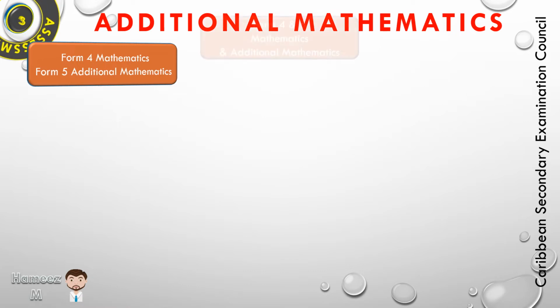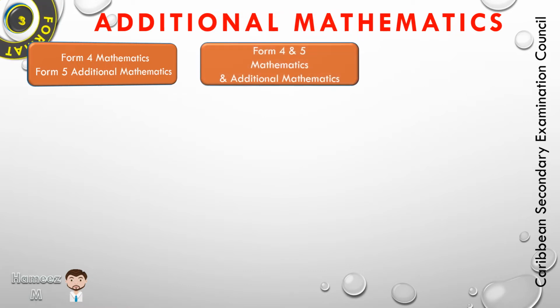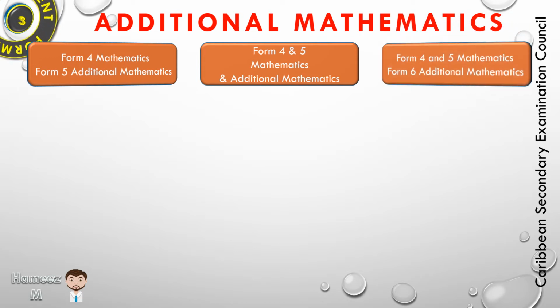Another suggestion is that at both Form 4 and Form 5, they do both subjects simultaneously, mathematics and additional mathematics. And the third suggestion is that in Form 4 and Form 5, the students take their time and get the foundation in mathematics. And in Form 6, they do both additional mathematics along with pure mathematics Unit 1.